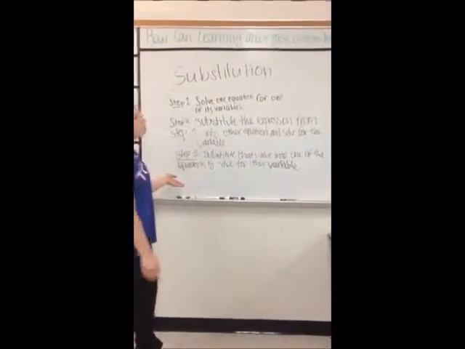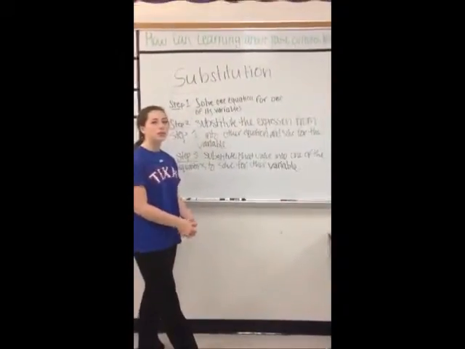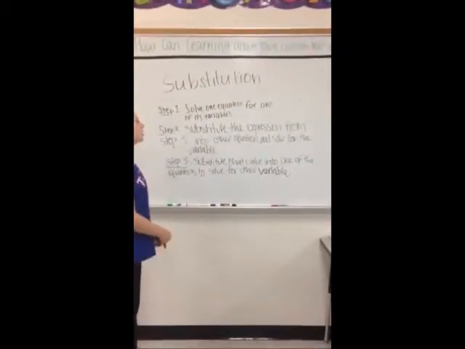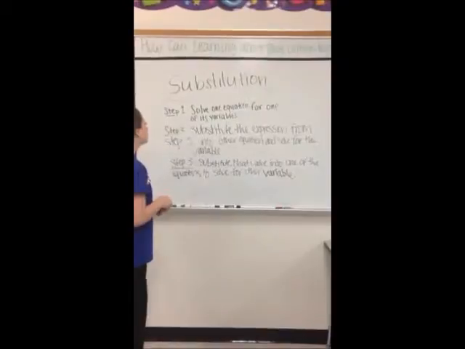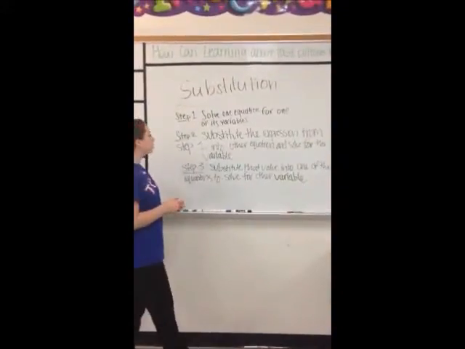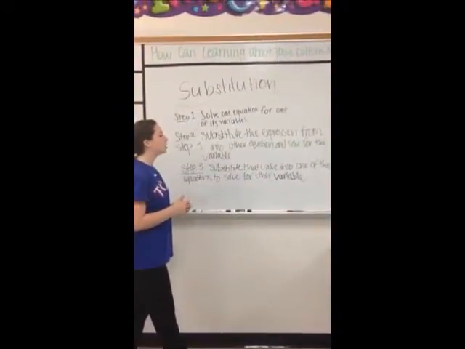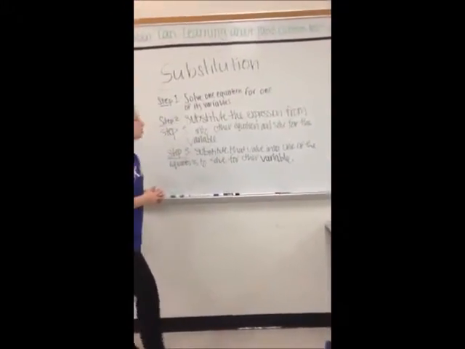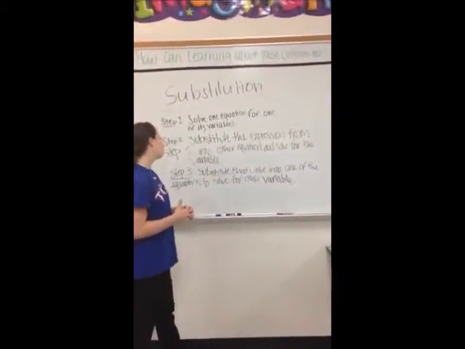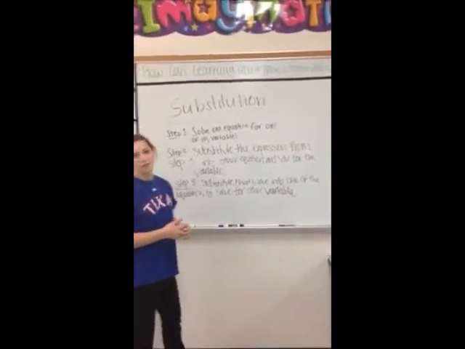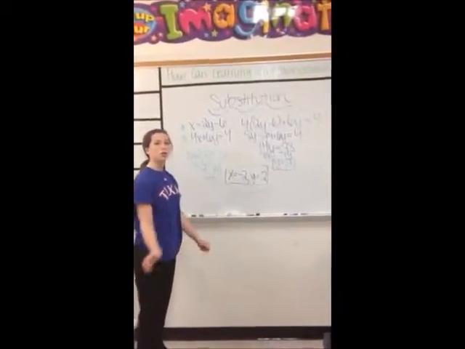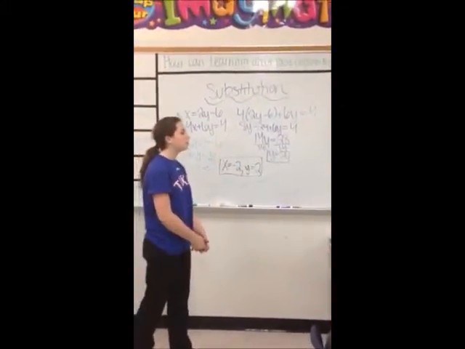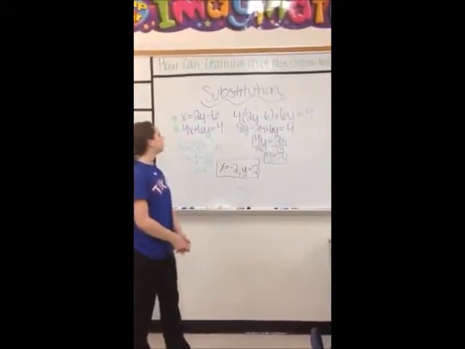These are the steps to solve systems of equations with substitution. Step 1 is to solve one equation for one of its variables. Step 2 is substitute the expression from step 1 into the other equation and solve for the variable. Step 3 is substitute that value into one of the equations to solve for the other variable. Here is an example of how you would solve systems of equations using substitution.